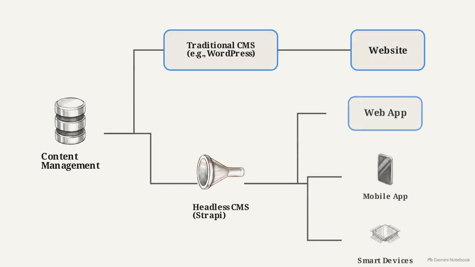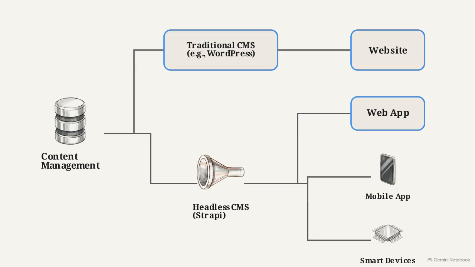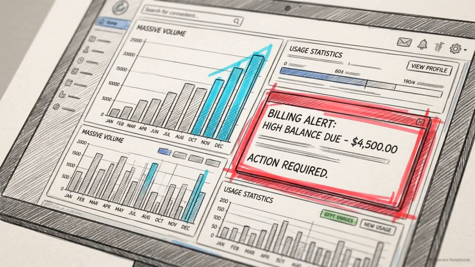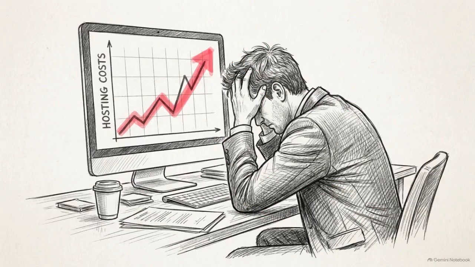To route a single piece of content to all those channels, you need a headless CMS, a specialized backend that delivers data through an API. The primary bottleneck with commercial headless platforms like Contentful is the pricing structure. Their costs scale punitively based on your total content volume and API usage. Under this model, successfully growing your application's traffic leads to an immediate financial penalty for the business.